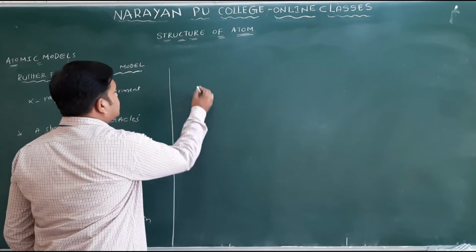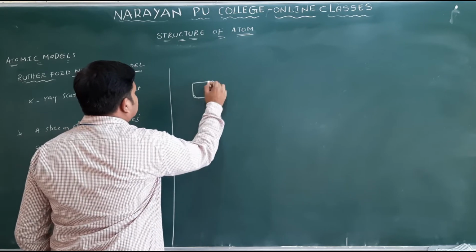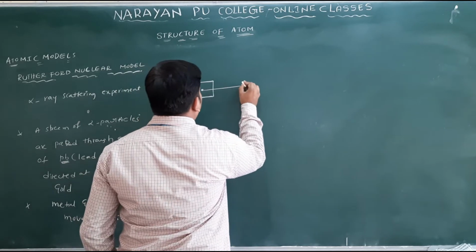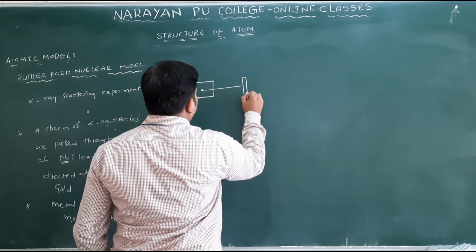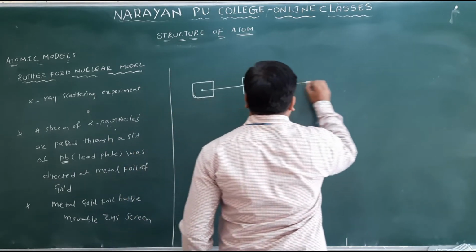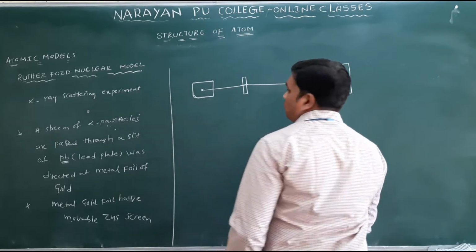So this is the source we are taking. From this source we are getting alpha particles. These alpha particles can pass through the lead plate only. So this is the lead plate. We have some holes here. Here this lead plate has a metal gold foil. This is the metal gold foil.